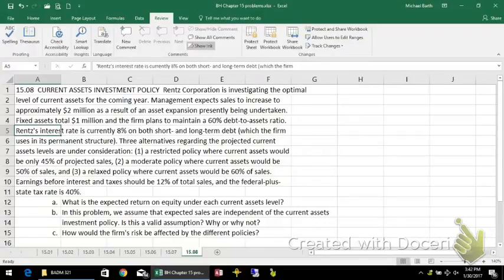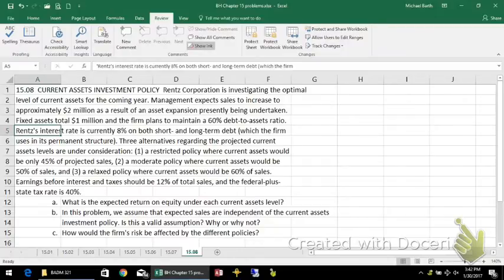This is problem 15.8 from Chapter 15 of Brigham and Houston's Fundamentals of Financial Management, Concise 9th edition, and we're looking at current asset investment policy. This firm is expanding and wants to consider the cost-benefit trade-off of either restricted policy, moderate policy, or relaxed policy for current assets, and that has to do with how many you keep.